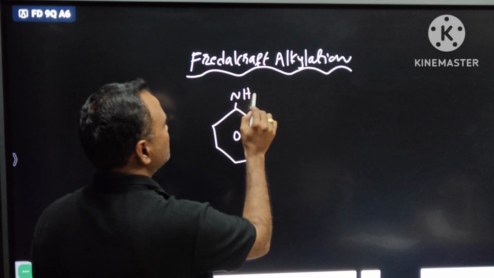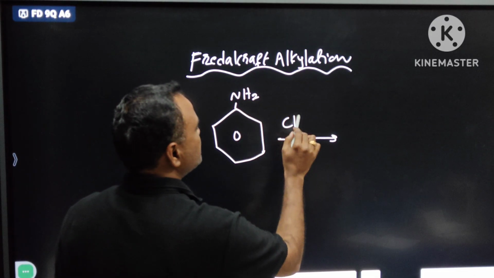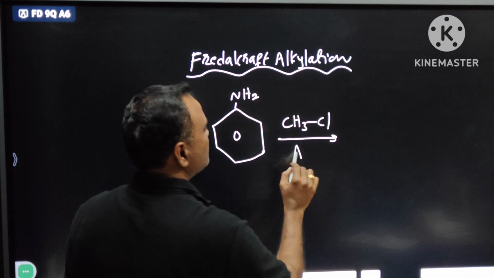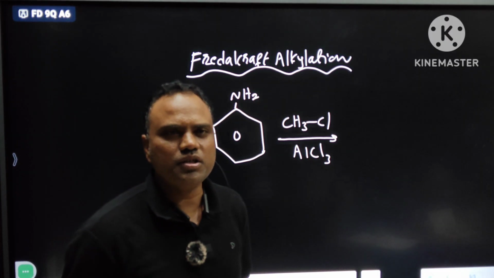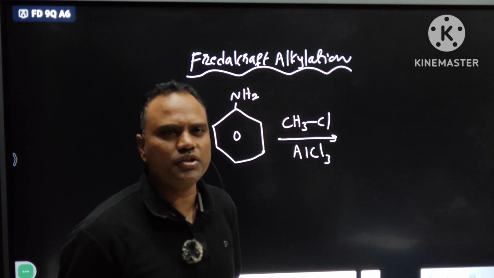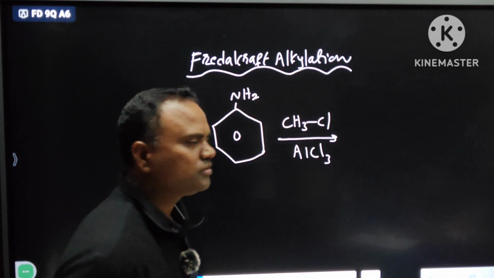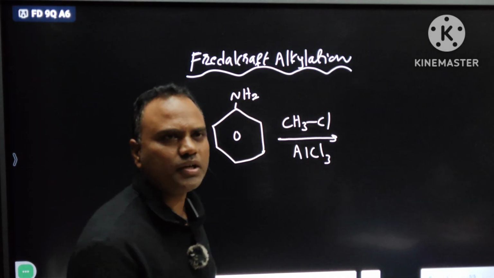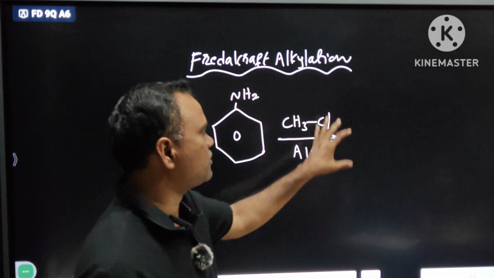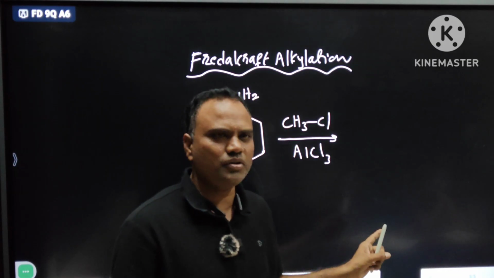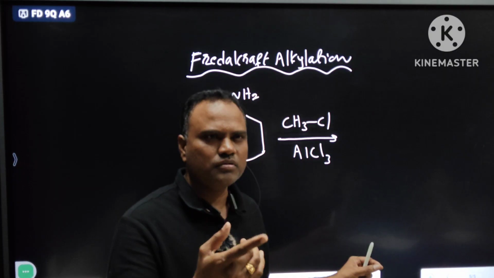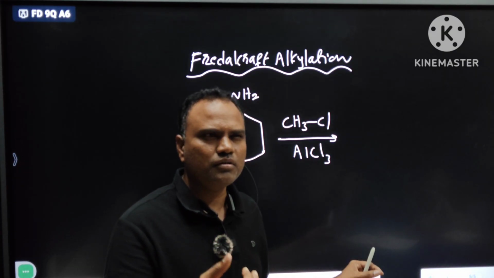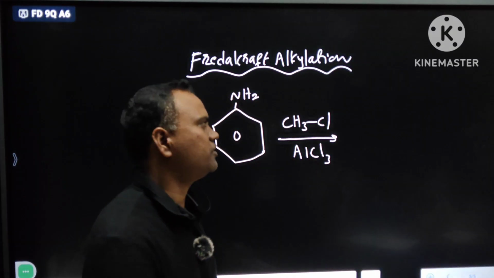Aniline. What is the definition of alkylation? Introduction of an alkyl group. Introduction of an alkyl group is called alkylation. Correct? So which product will we get? Means methyl. See, this is the Friedel-Crafts reagent. Friedel-Crafts, very, very important. Yes. Someone said. Yes. Very good.